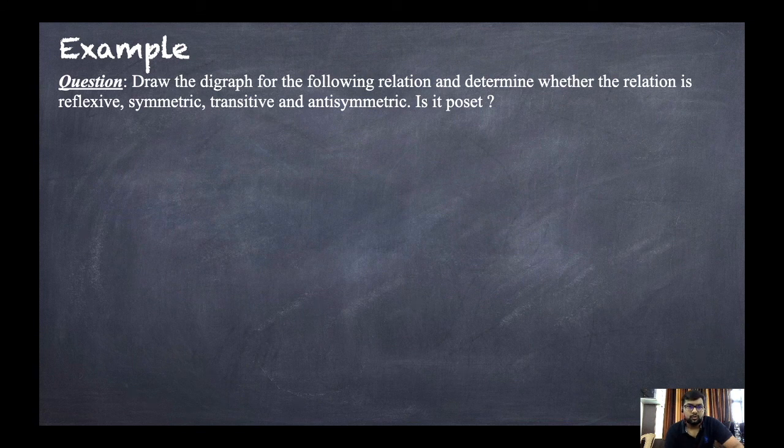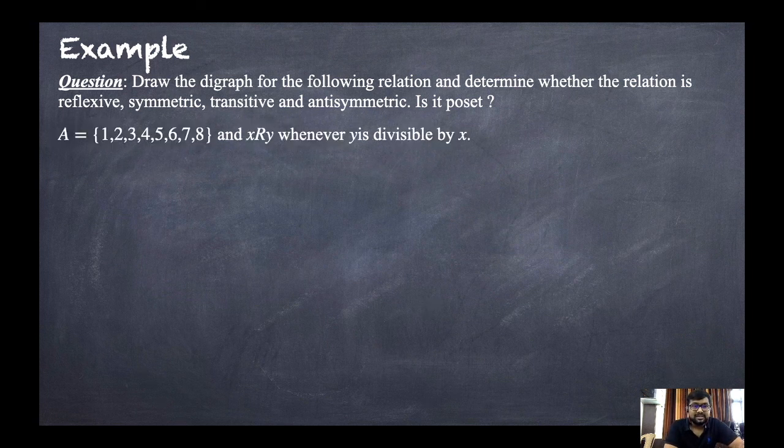Let's take one example of poset. So the question is, draw the diagram for the following relation and determine whether the relation is reflexive, symmetric, transitive, and antisymmetric. And is it a poset? So let us check. The set is given, capital A is from 1 to 8, 1, 2, 3, 4, 5, 6, 7, 8. And the relation is given, x is related to y whenever y is divisible by x. Or simply we can say that x divides y.